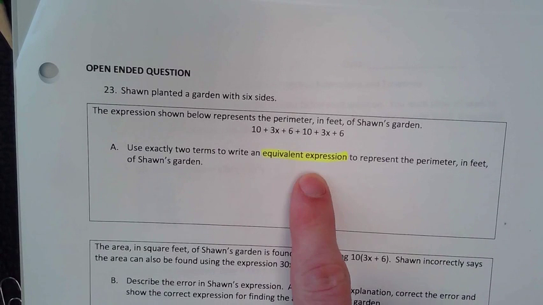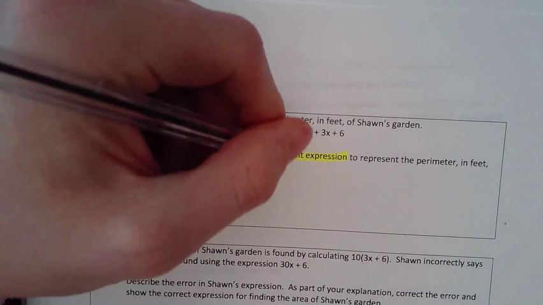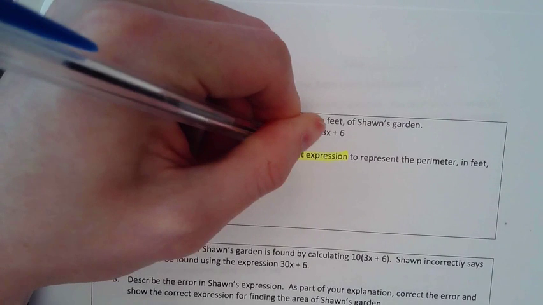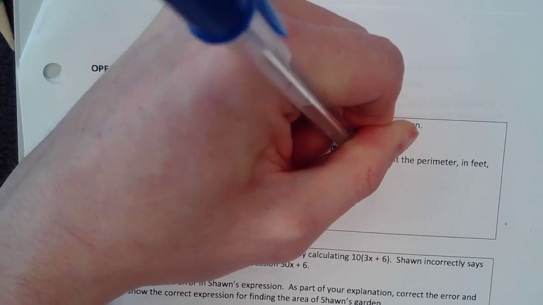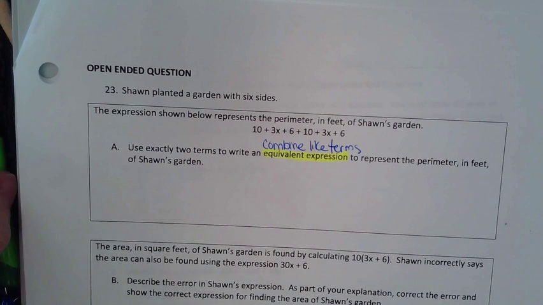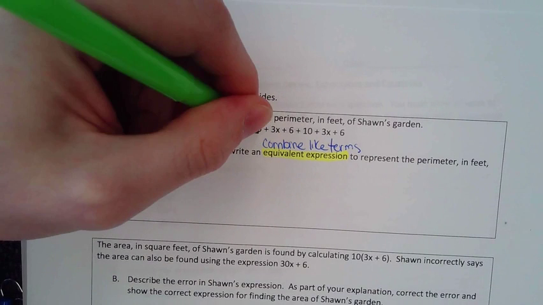Equivalent expression. What is that actually telling us to do? I use 3 words instead of equivalent expression: combine like terms. So I see combine like terms. So let's find our like terms. What are my terms that are similar to 10?